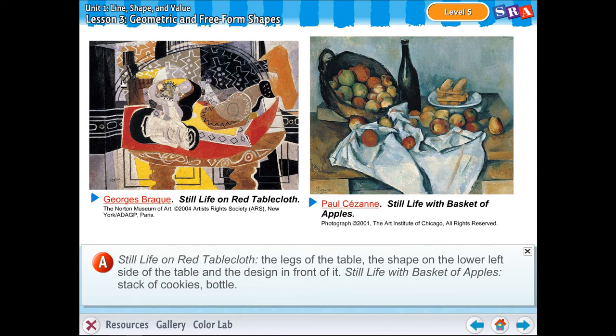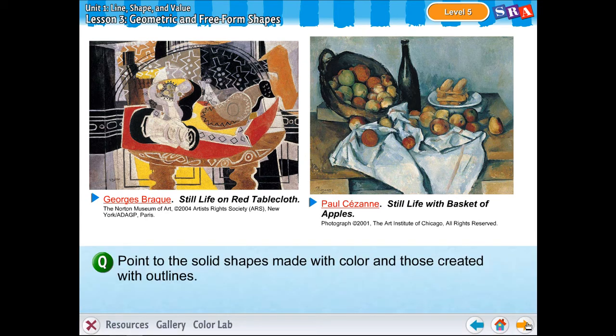Freeform shapes. And still life with a basket of apples. Oh, we're talking about these cookies, okay? Because I was like, what stack of cookies? So the stack of cookies on this table is like freeform. And then the napkin on here, pardon me.